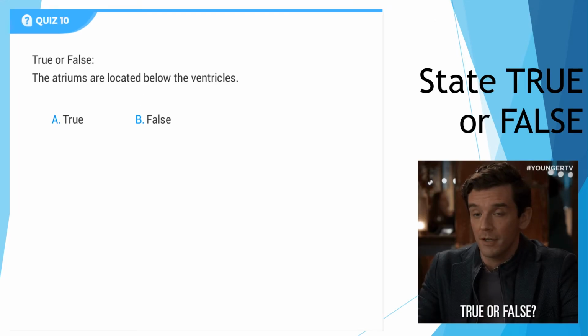So, now state true or false. The atriums are located below the ventricles. Your options are true or false, as I told you. Now, as I told you, you have to answer every quiz in today's session in the chat box. So make sure that you are answering. I will tell you the correct answers in the next session.